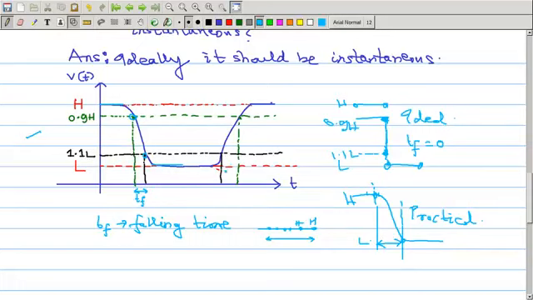And similarly, when the signal rises from the low value to the high value, this one is called the TR, that is the raising time. So people call it raising time. TR is called the raising time.